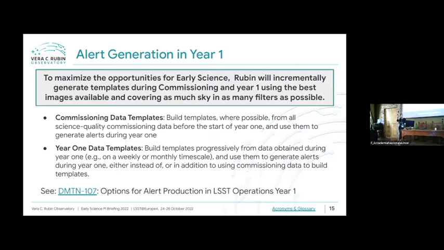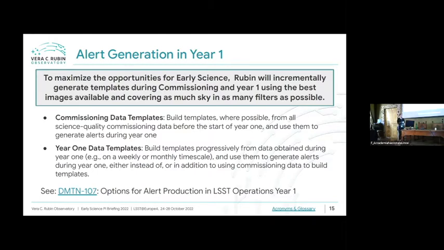Okay, I'm going to say a little bit about alert generation in year one. So we've reviewed how we're going to produce alerts in year one, because in the baseline, we didn't have any templates, so there wouldn't have been any alerts. And we decided that wasn't really ideal. So we're going to incrementally generate templates during commissioning and year one, using the best images available and covering as much of the sky as possible.